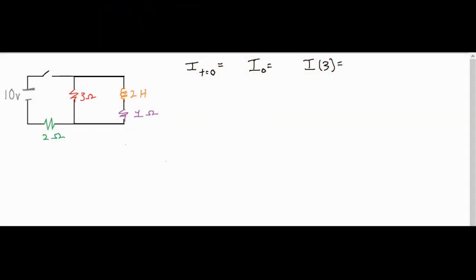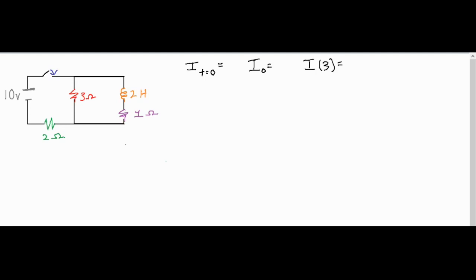In this video, we're going to be checking out an RL circuit, and we're going to be finding the current immediately after the switch is closed. We're going to find an I naught through our inductor, and then we're going to find the current 3 seconds after the switch has been opened.